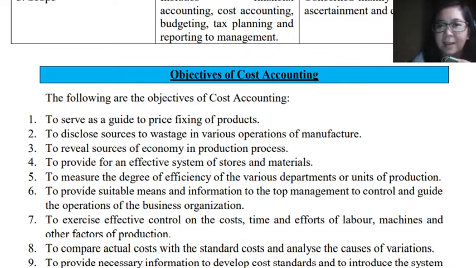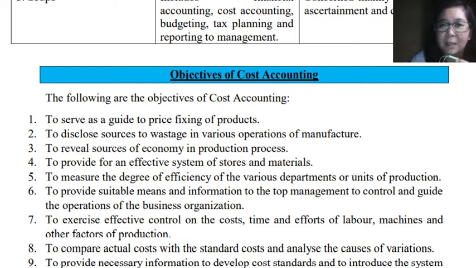Direct, okay, the employees should use the materials efficiently to avoid or minimize wastage or spoilage. Okay, so that's how important cost accounting is also. So another objective is to reveal the resources of economy in production process.